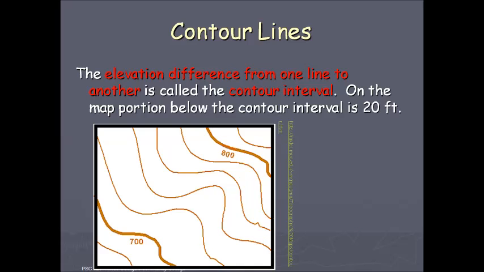The distance or change in elevation between two lines is called the contour interval. In this map, the contour interval can be found by taking the change in elevation from this one, which is 700, to this line, which is 800, so the difference is 100, and dividing it by the number of steps to get to the next line. So 1, 2, 3, 4, 5. 100 divided by 5 is 20, so the contour interval of this map is 20 feet. That means that every line represents a change in elevation of 20 feet.